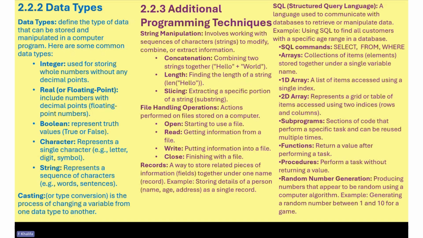Arrays, collection of items or elements stored together under a single variable name. Arrays are very similar to lists, and just in Python we use lists instead of arrays. Arrays, so we have 1D, which is a list of items accessed using a single index. So we have normally a number within square brackets, and that's normally the index number there. We have a 2D array, which represents a grid or table of items accessed using two indices, so the row and the column. So for instance, you might have 2, 0 within the square bracket, that would be the two indices.